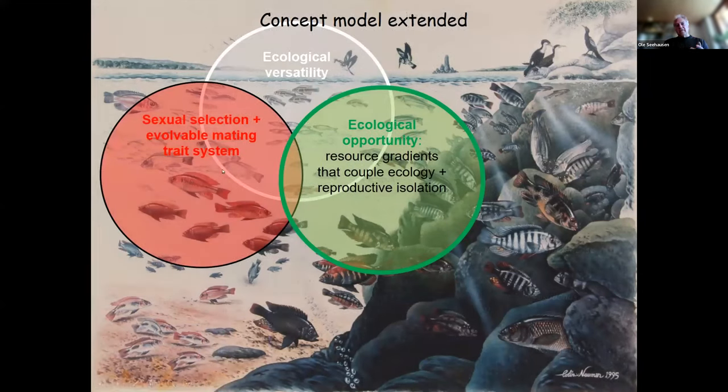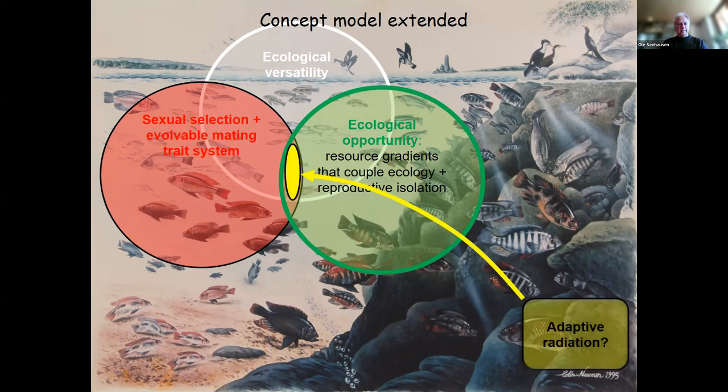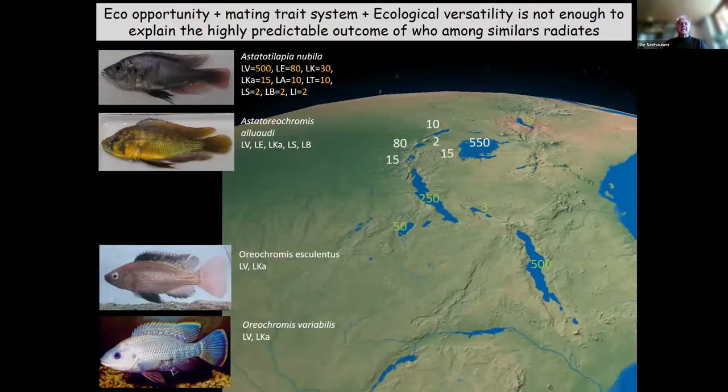So we can probably add to this model that ecological versatility, the opposite of niche conservatism, is important in addition to ecological opportunity and sexual selection. That's not surprising. It's actually part of classical adaptive radiation theory. But it's still not sufficient because, as I told you, these other cichlids have colonized at least 9 of these lakes as well, and have not once radiated, whereas this one lineage colonized those same lakes and radiated every time.